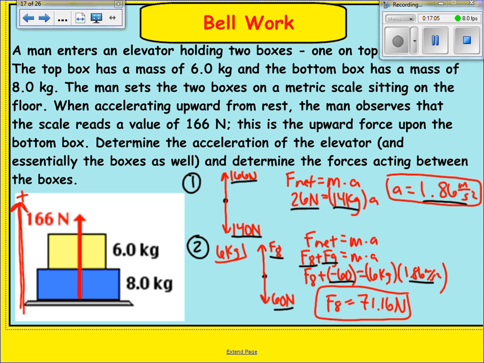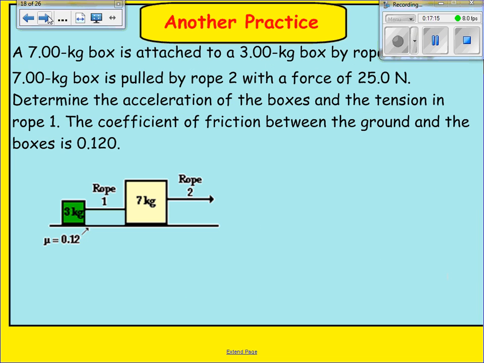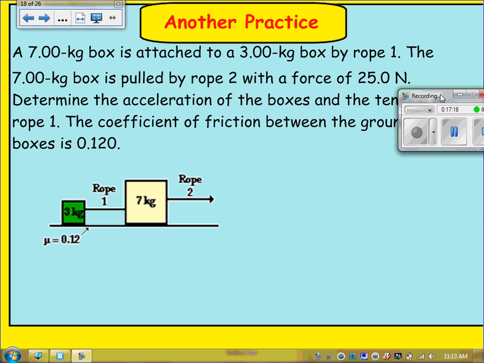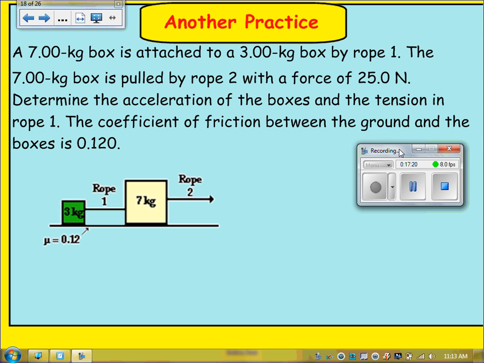Now, if you use the other block, you probably got something a little bit off, maybe like 71.12 or something like that. That's fine. That's just due to rounding. So let's give you one more problem. All right, last practice problem right here. I want you to go ahead and read this problem, so pause the video, read it, and then hit play to resume.